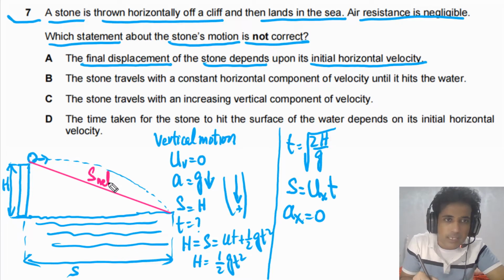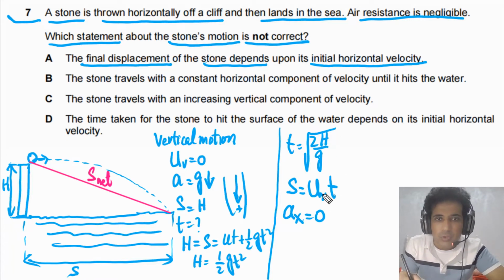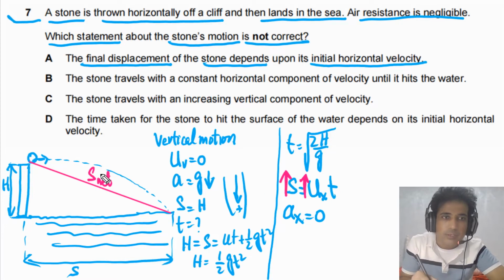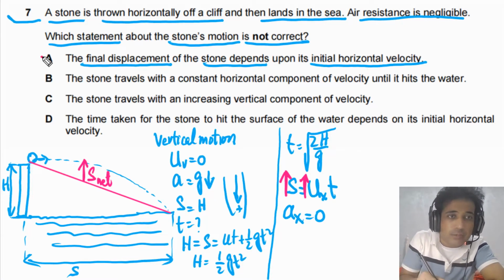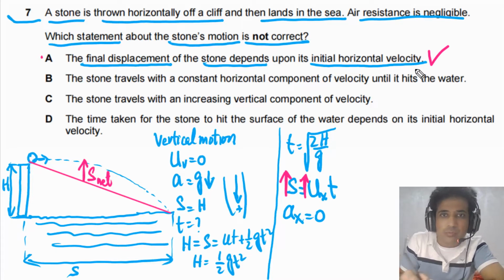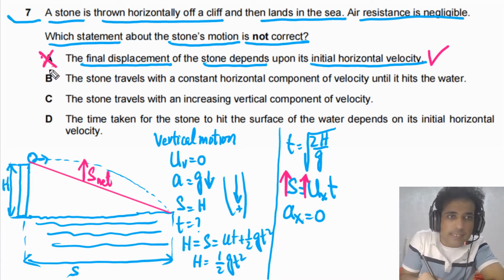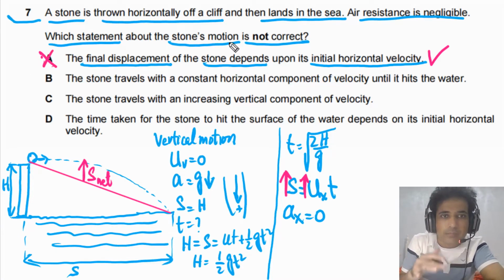I can say S net. So it is depending on H and it is depending on s. So if we increase the initial horizontal velocity, meaning if we increase this one, this s will increase. So S net also will increase. So the final displacement depends on initial horizontal velocity. So this one is true, but this is not our answer because we need to find out which statement is incorrect.